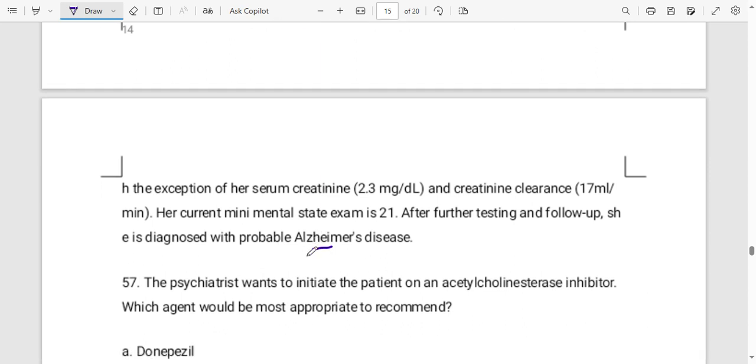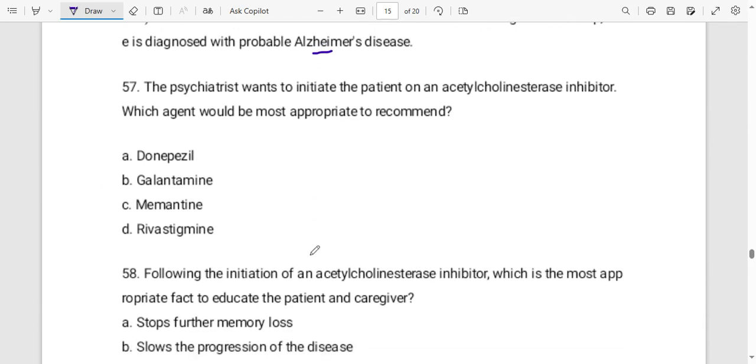The psychiatrist wants to initiate the patient on an acetylcholinesterase inhibitor. Which agent would be most appropriate to recommend? Donepezil, galantamine, memantine, rivastigmine.